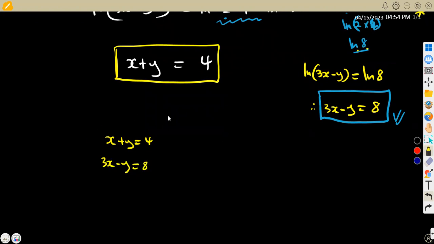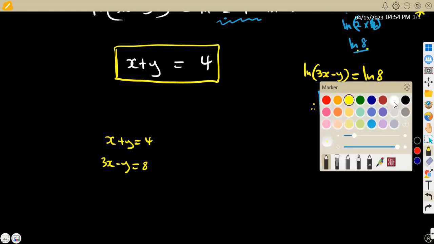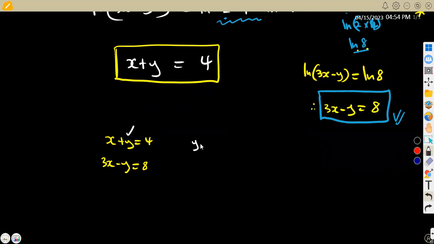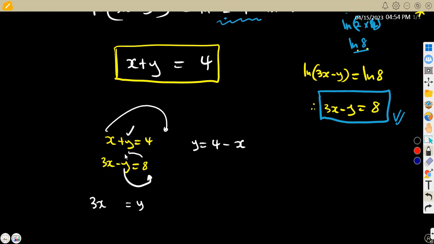Depending on how you want to solve, is it by elimination? Is it by substitution? Whatever method you want to use. In this case, I'm just going to make y the subject from this equation. I'm going to use substitution. y is equal to, transposing to the other side, 4 minus x. From this equation, I'm going to transpose y to this side. So y is equal to 3x, transposing 8 to this side, it is going to be minus 8, meaning y is equal to 3x minus 8.